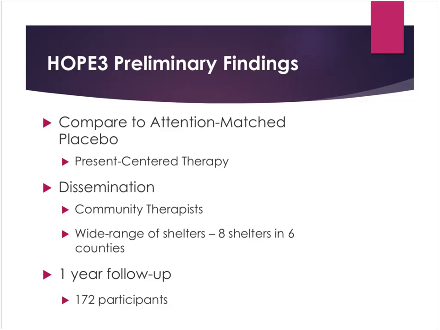The other thing we really tried to do is focus with an eye towards dissemination. Where in the past I've done some of the therapy, or other PhDs, doctoral students or postdocs, we really wanted to train and see if we could have therapists in the community, master's level therapists, deliver the treatment. So I partnered with 2 community agencies, and they provided the therapists, who were all master's level therapists for the study. We also wanted to look at a wide range of shelter settings.